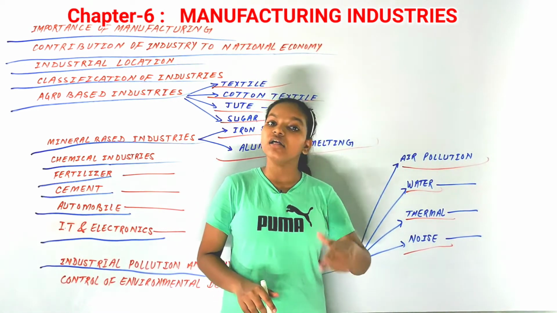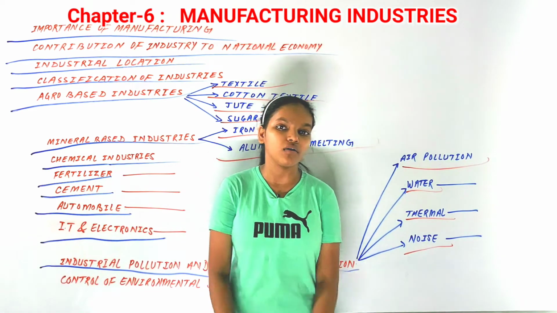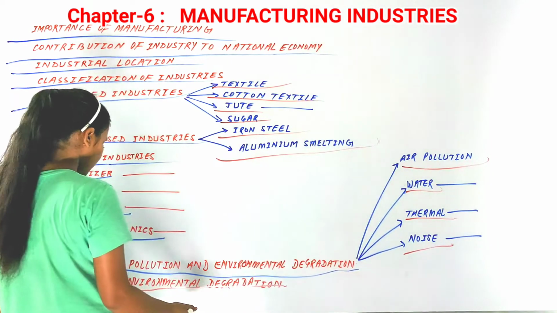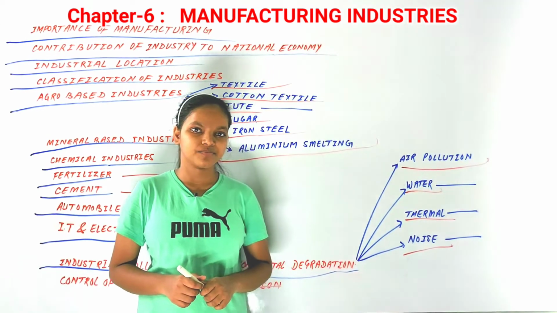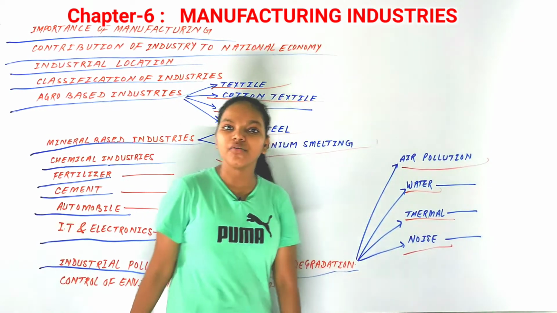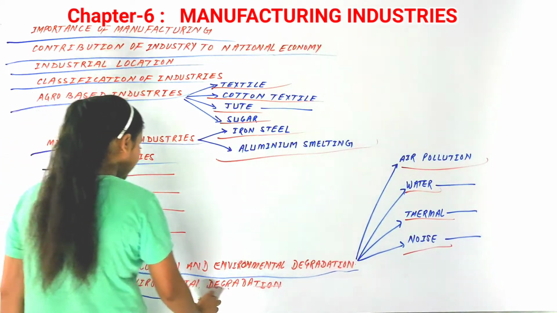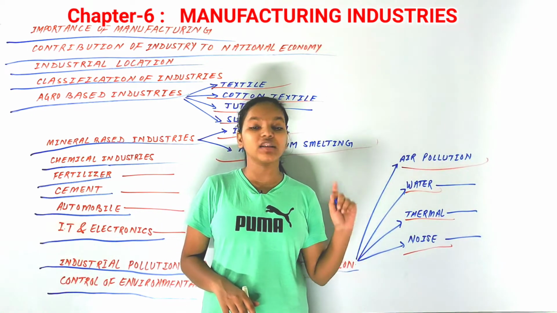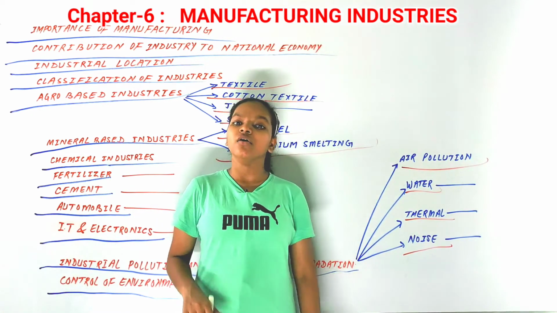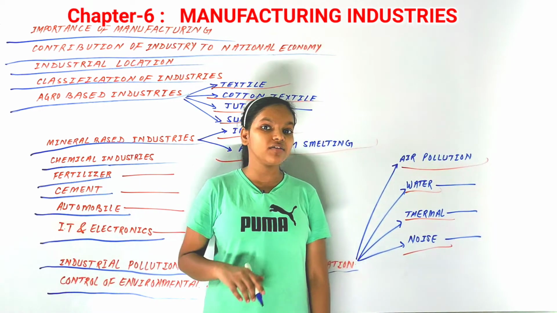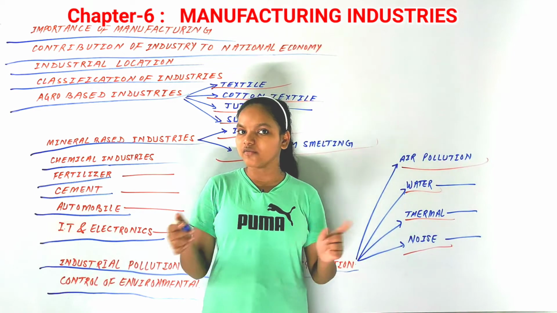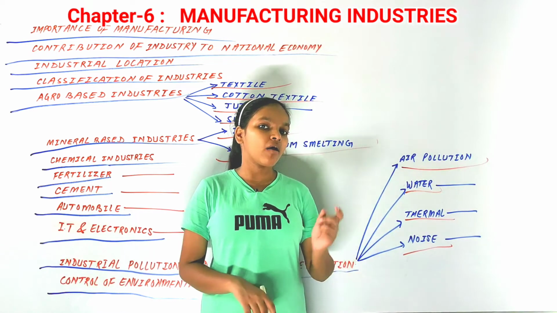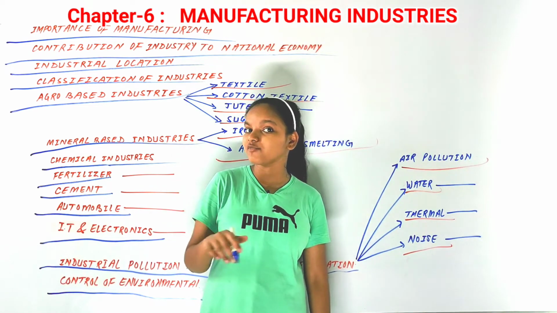Now, let's talk about some suggestions for them as well. The next and last topic of this chapter is control of environmental degradation. As we talked about environmental degradation and the pollution caused by industries, there can be some suggestions for conserving the environment and reducing pollution in the atmosphere. Firstly, minimize the use of water by recycling and reusing it. After that, there should be treatment of effluents and wastes from industries.